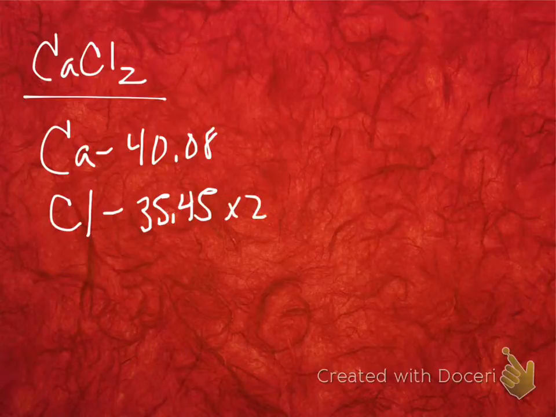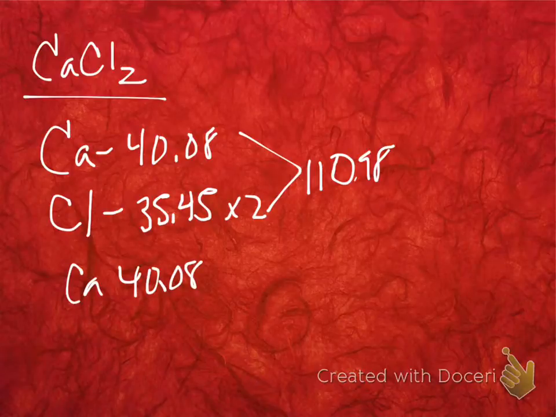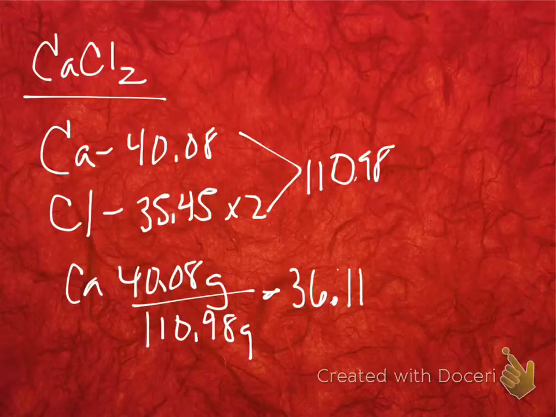Okay, times 2, so we have 110.98. The calcium is 40.08 grams divided by the 110.98. We get 30. I think we did this one as an example, didn't we? And I'm going to speed this up because this was one that people did pretty well on. After we divide that and multiply by 100, we get 36.11% calcium.